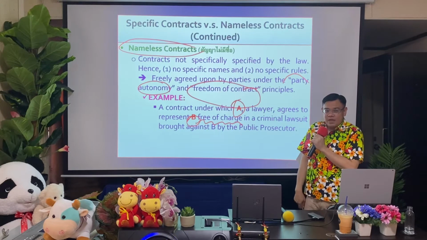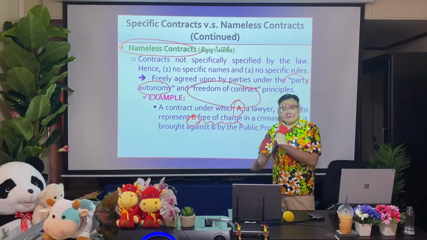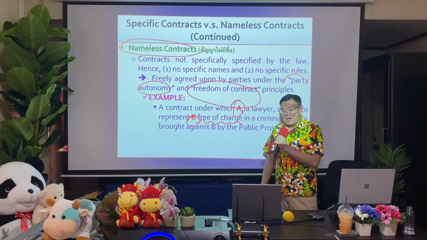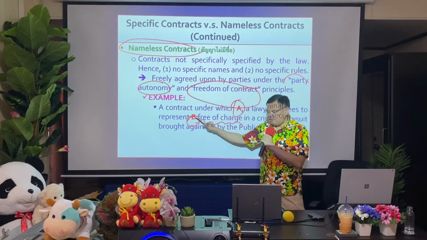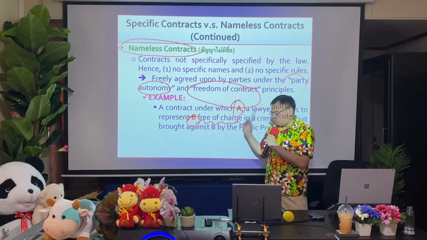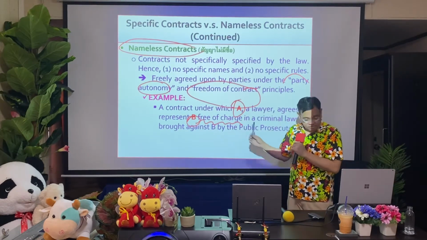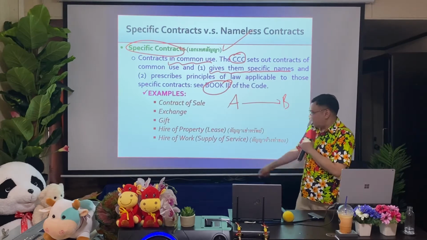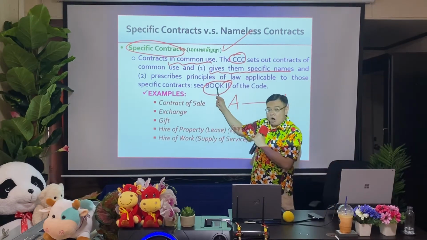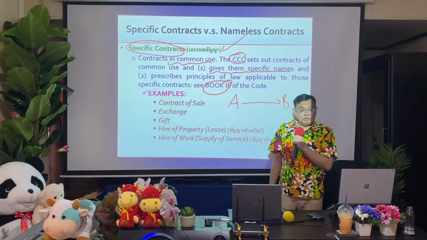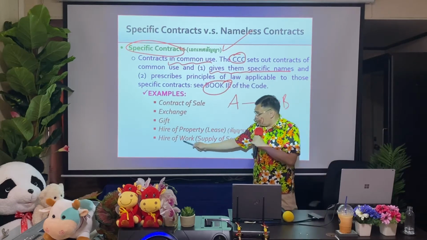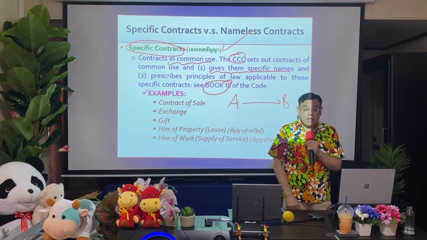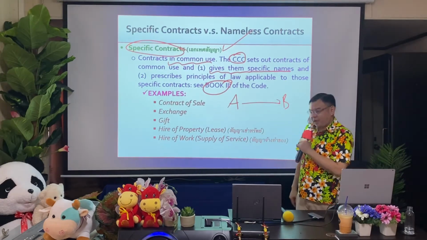A will represent B in courts until the case becomes final. In this case, we have a contract between A and B. Under this contract, A agrees to be a lawyer for B. A agrees to represent B in court free of charge. We can see that this is not a hire of work in Book 3 of the CCC, because if it were a hire of work in Book 3 of the Civil and Commercial Code, then B would have to pay A.